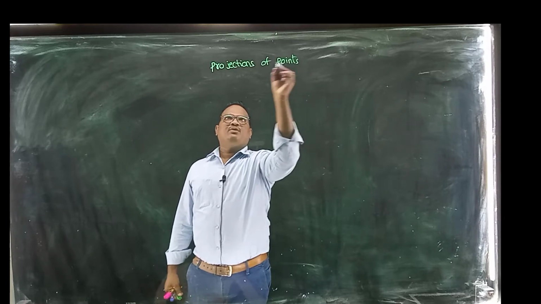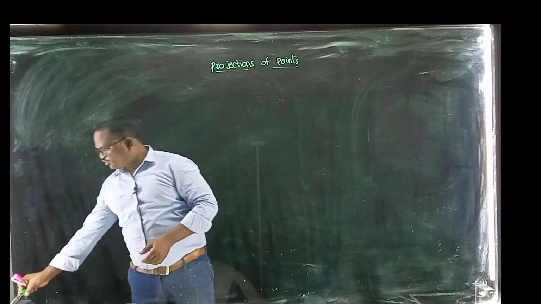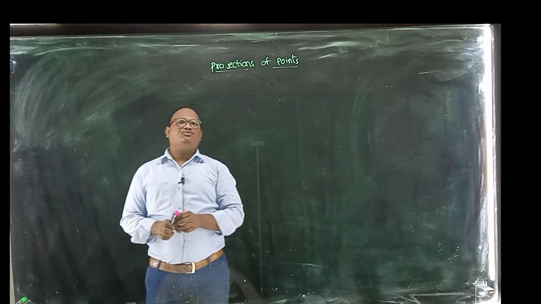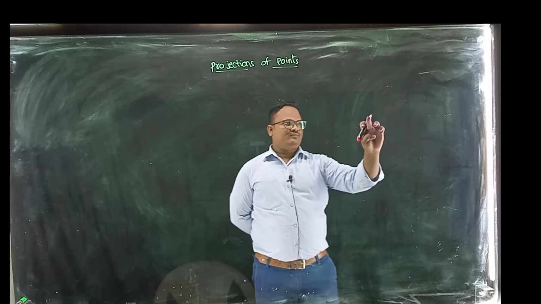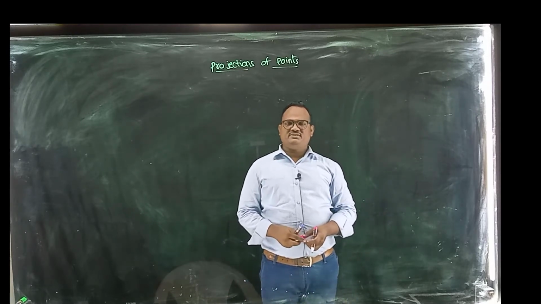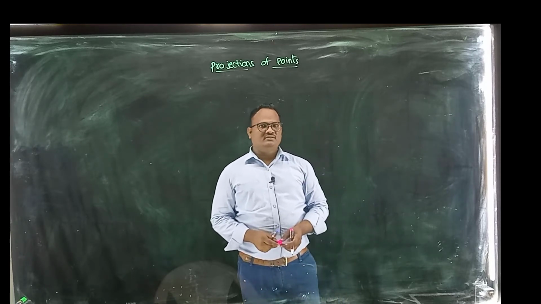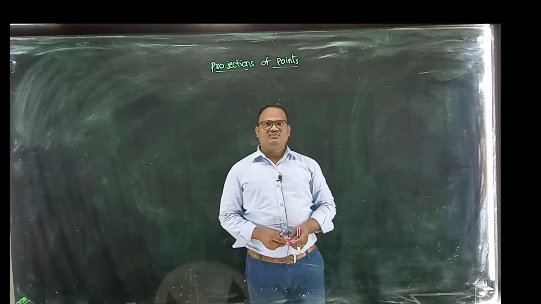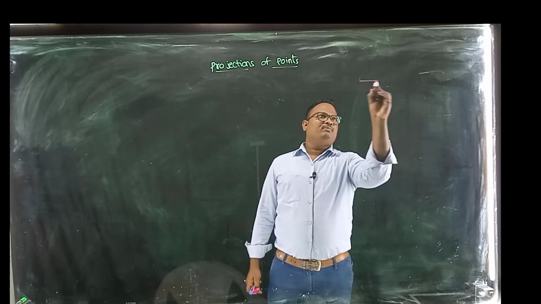Projections of points. Before going into the projections of points, we have to know the projection systems. Actually, we have four types of projection systems: first angle projection, second angle projection, third angle projection and fourth angle projection. For example, this is the plane diagram.